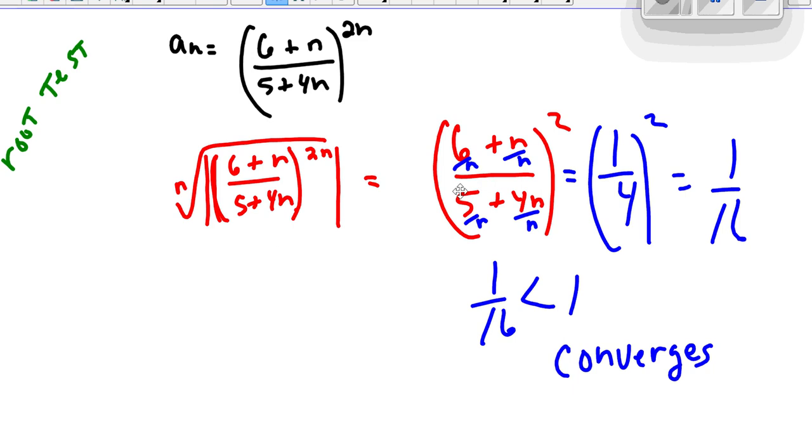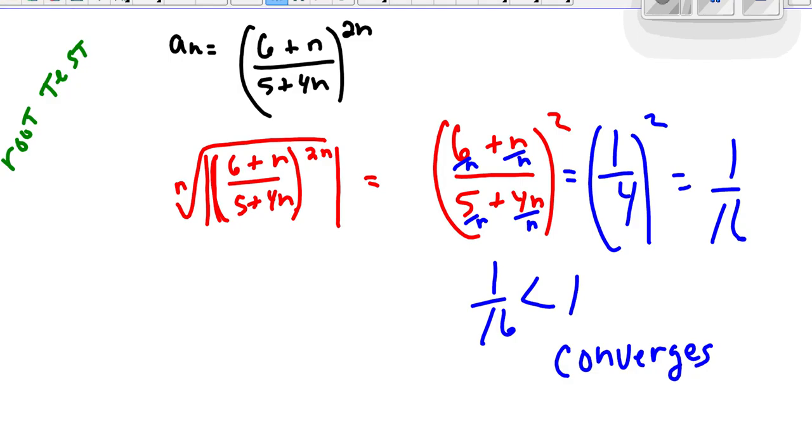So these are all going to equal 0 here. This one here is going to equal 1, and this is going to equal 4. Because remember, 6 over n as n goes to infinity, that's 0, this one's 0. So this is 1/4, and then of course we square it to get 1/16. Since 1/16 is less than 1, it converges.